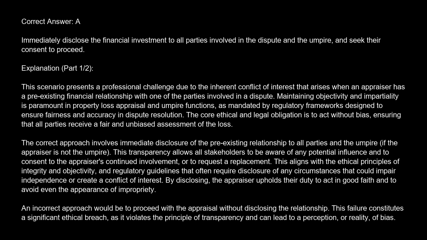Maintaining objectivity and impartiality is paramount in property loss appraisal and umpire functions, as mandated by regulatory frameworks designed to ensure fairness and accuracy in dispute resolution. The core ethical and legal obligation is to act without bias, ensuring that all parties receive a fair and unbiased assessment of the loss. The correct approach involves immediate disclosure of the pre-existing relationship to all parties and the umpire, if the appraiser is not the umpire. This transparency allows all stakeholders to be aware of any potential influence and to consent to the appraiser's continued involvement or to request a replacement.